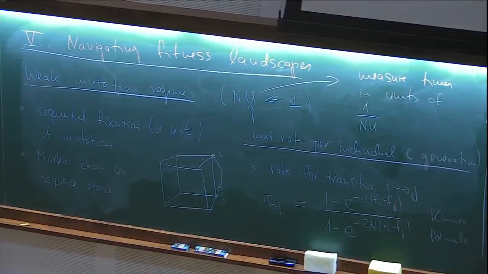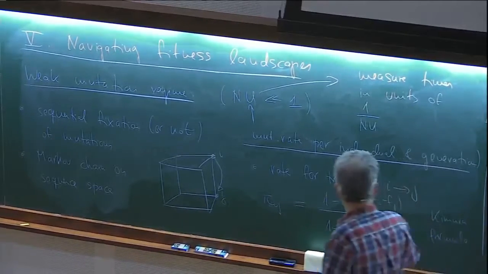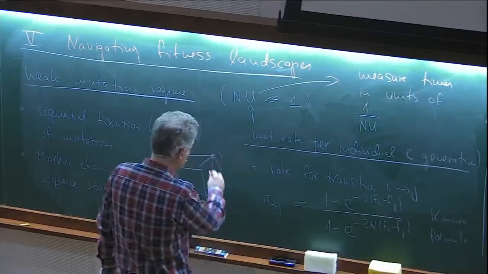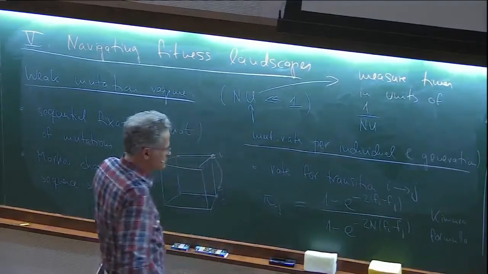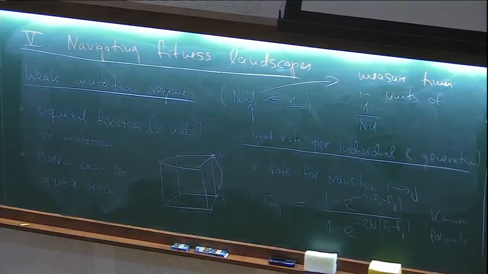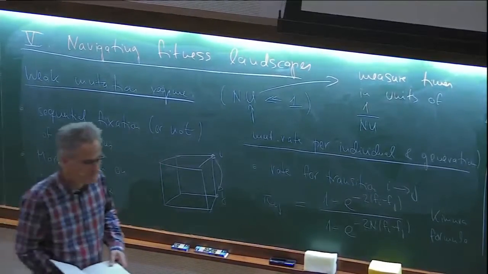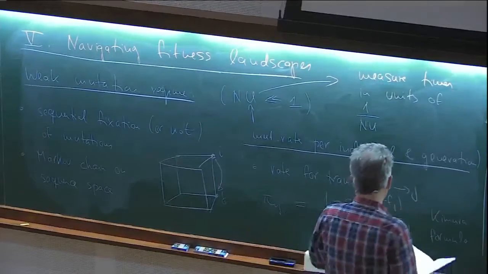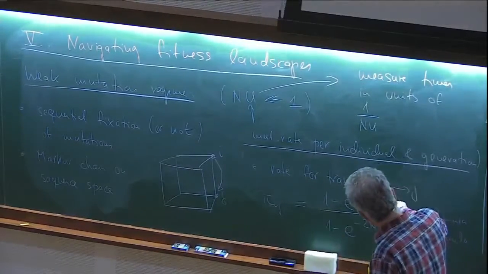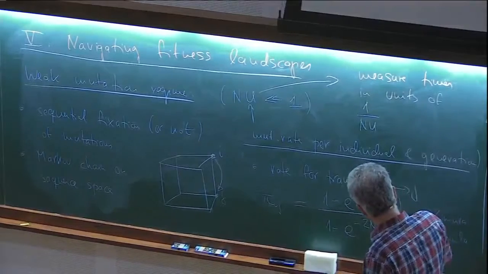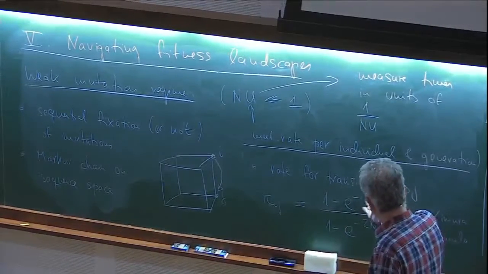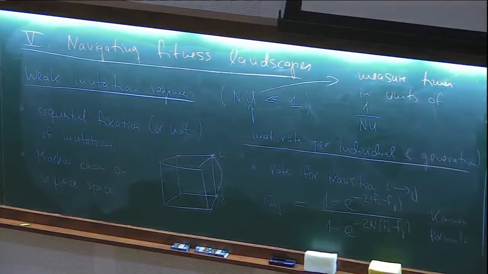This specifies the model. If I give you these fitness values, then you have this Markov chain moving around on this hypercube, and this is it. I should emphasize that this formula is valid for all the cases: if f_i is greater than f_j, if f_i is less than f_j, and even for the neutral case, you can check it just gives you 1 over N, which is also the correct result. Now one can look at two different kinds of dynamics.